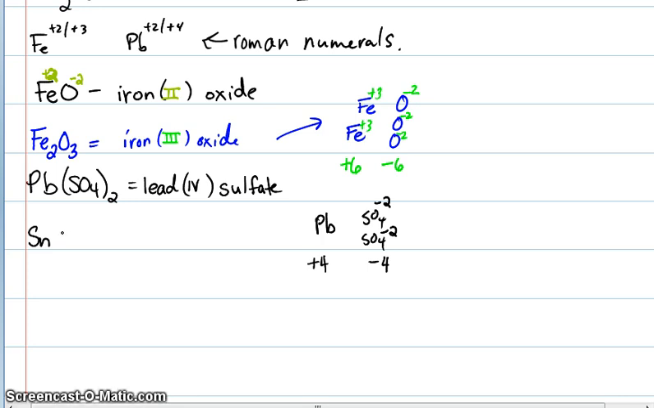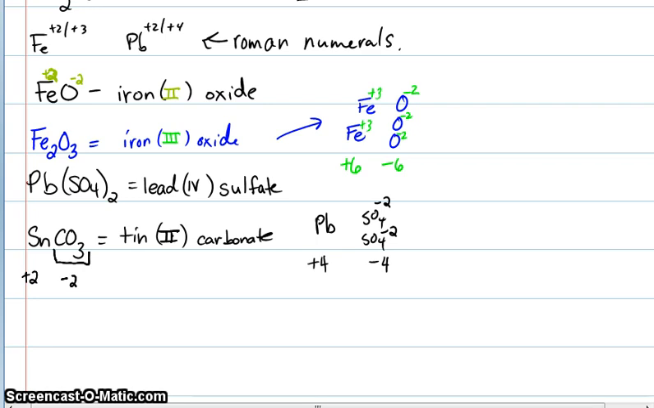And one more example. SnCO3. So Sn is tin and CO3 is carbonate. A lot of students take this 3 and they just go, oh, I'll just crisscross that backwards. That's not correct. You can't do that because 3 is part of the polyatomic. How many carbonates are present? You should be saying to yourself, oh, there's only 1 carbonate present, so that's a -2. And so what does this Sn have to be to cancel that -2? If you said +2, you are correct.